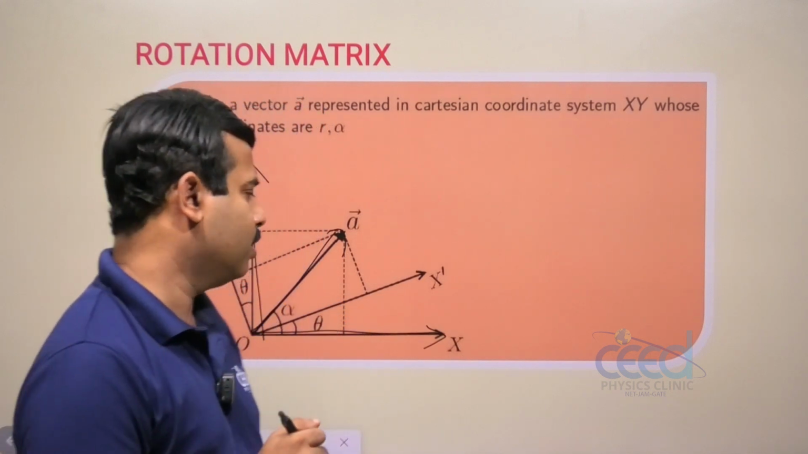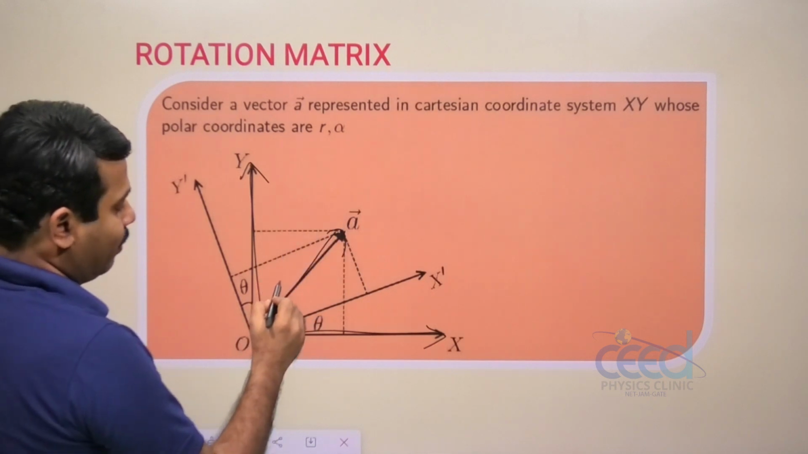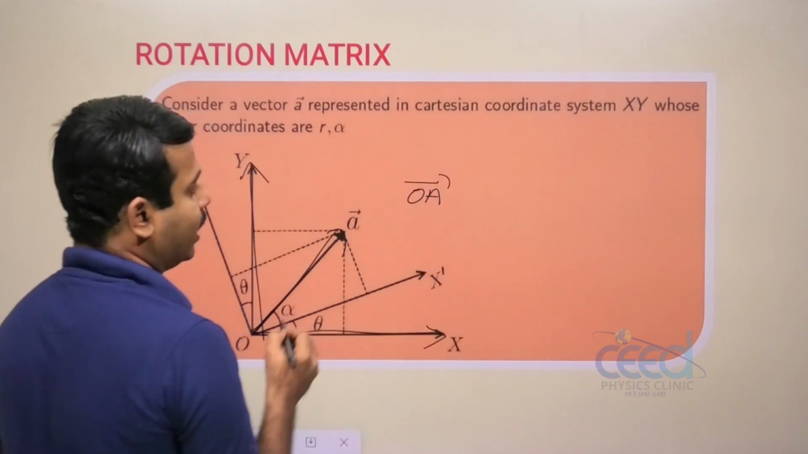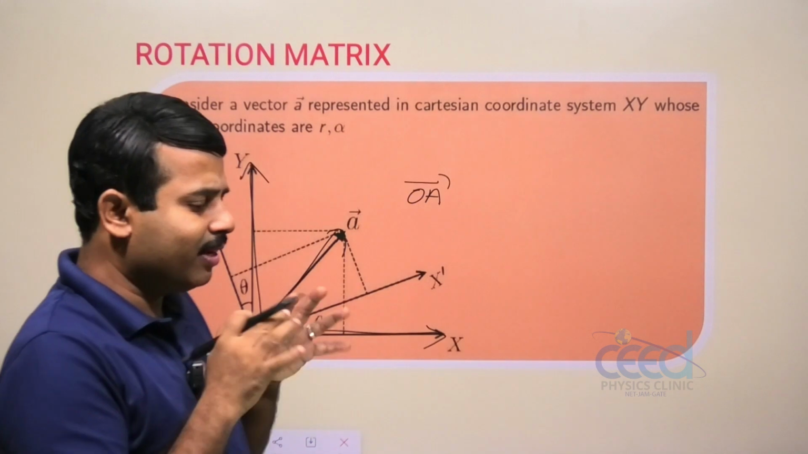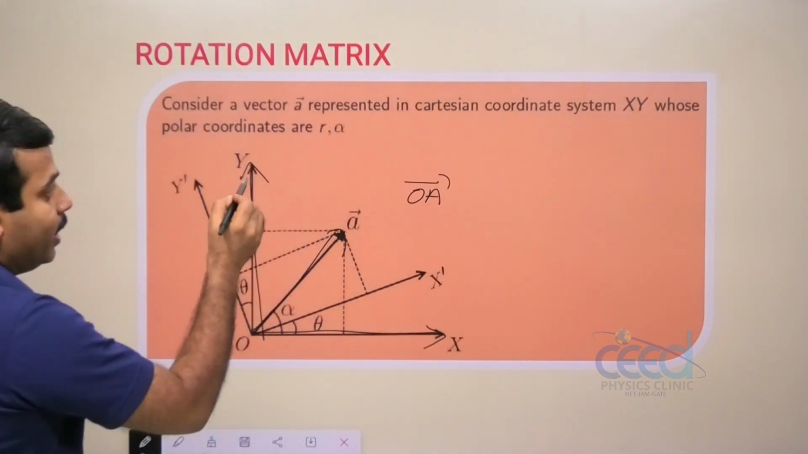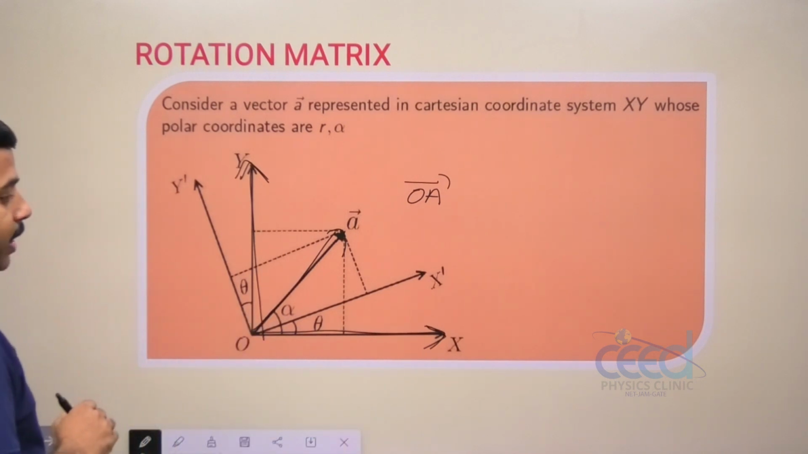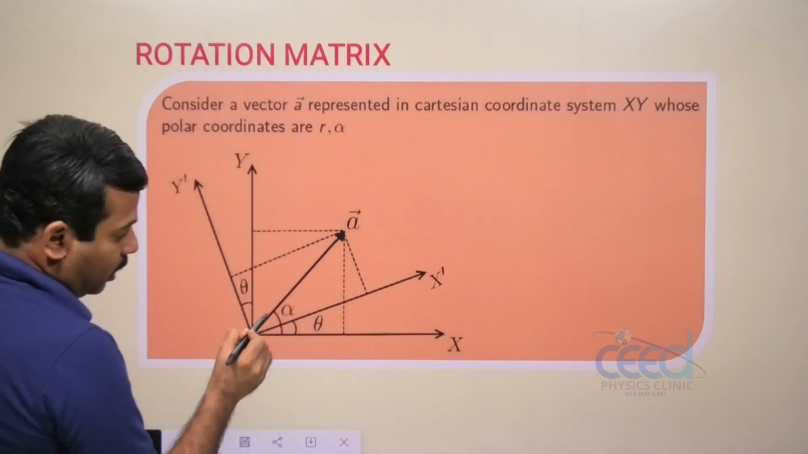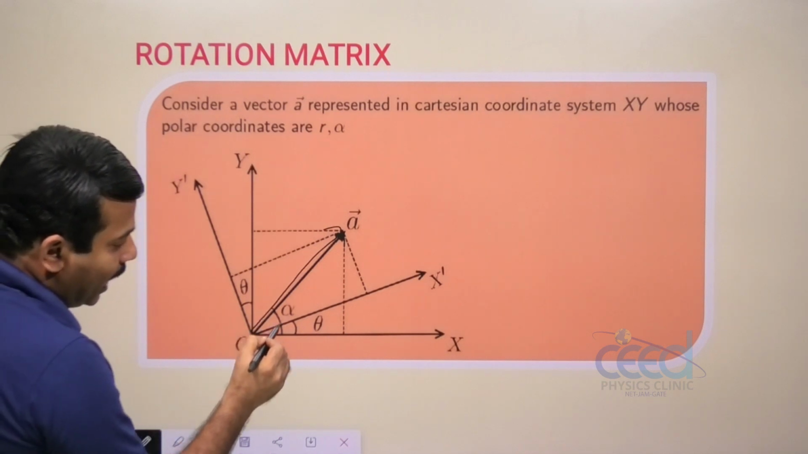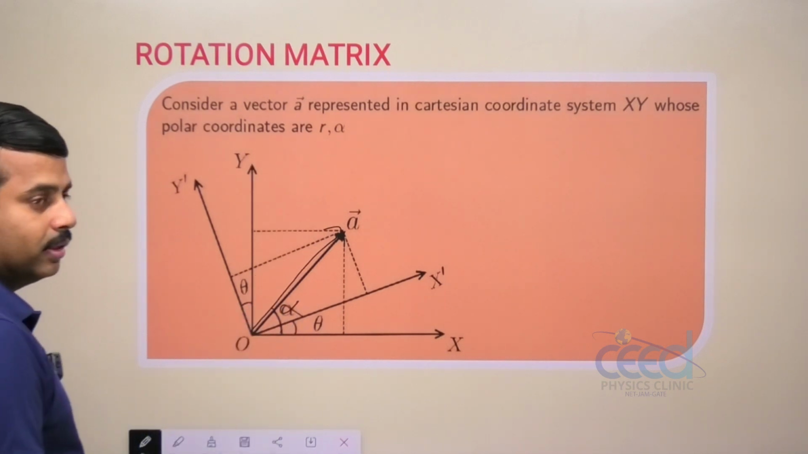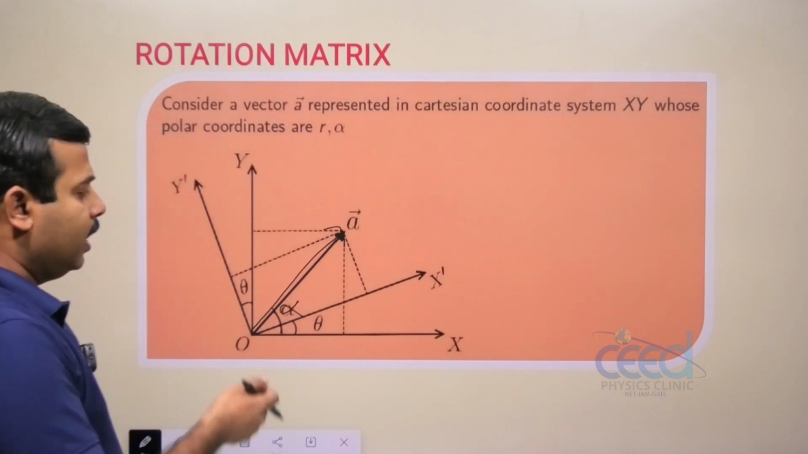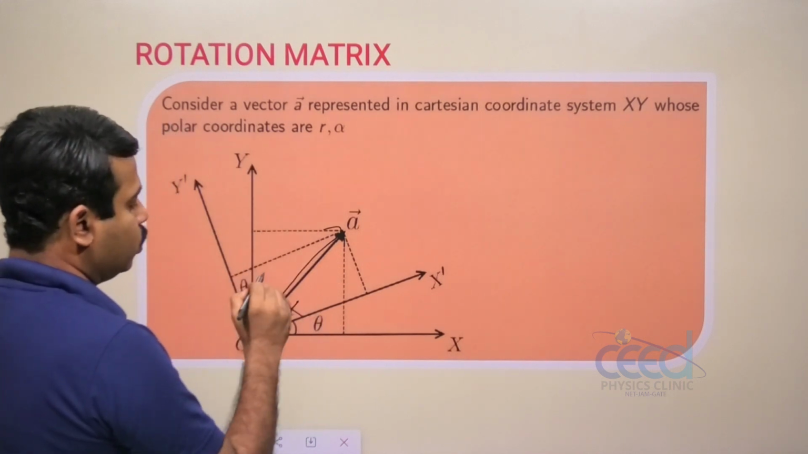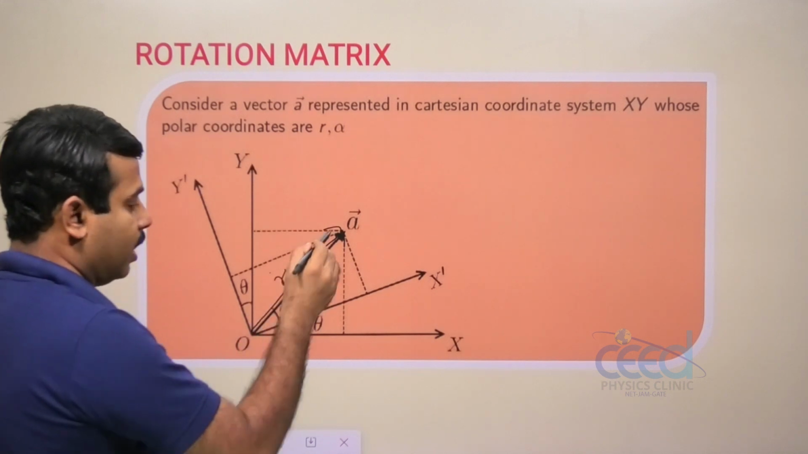maybe velocity or acceleration. So I am representing that as the vector OA. How is this vector affected by rotating my coordinates? Initially, this particular vector makes an angle alpha with the x-axis. Suppose I am choosing the magnitude of this particular vector as r.